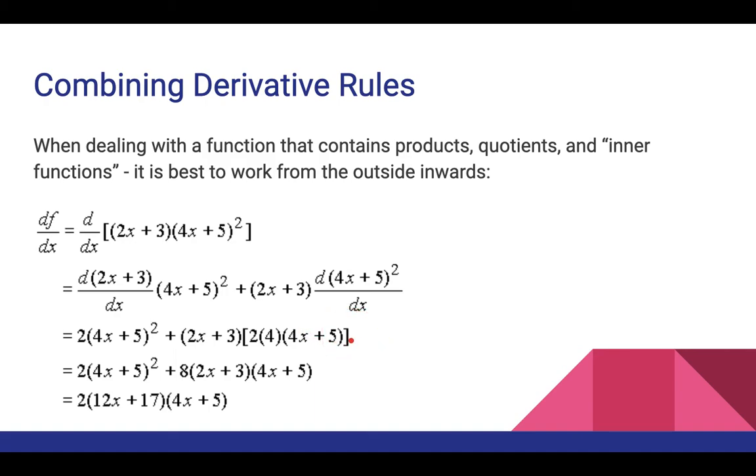And then we take the derivative of our inner function, which again, u is equal to 4x plus 5. The derivative of that would be just 4. So as a result, from simplifying, we get 2 times 4x plus 5 squared plus 8 times 2x plus 3 times 4x plus 5. Simplifying that result down gives you 2 times 12x plus 17 times 4x plus 5.